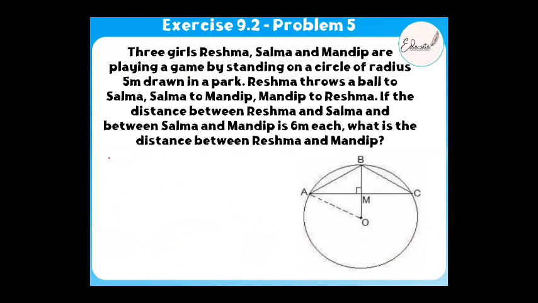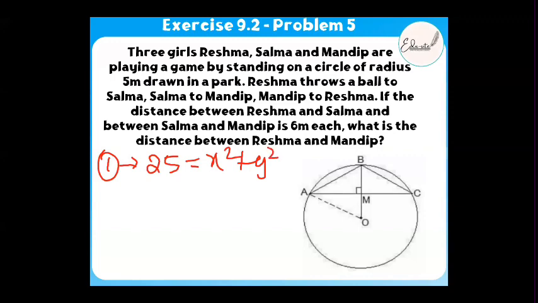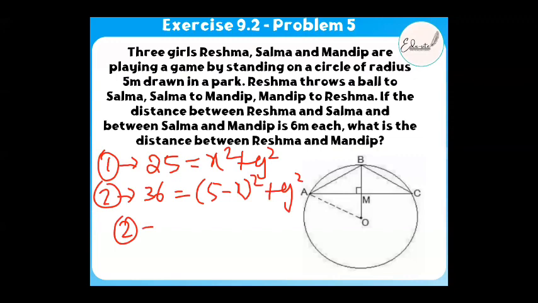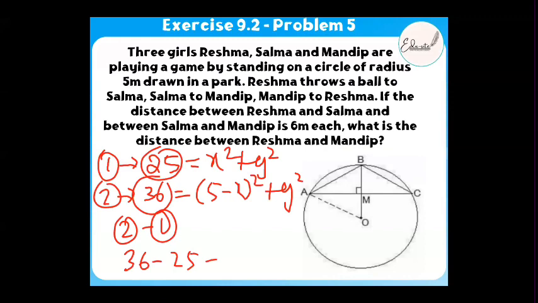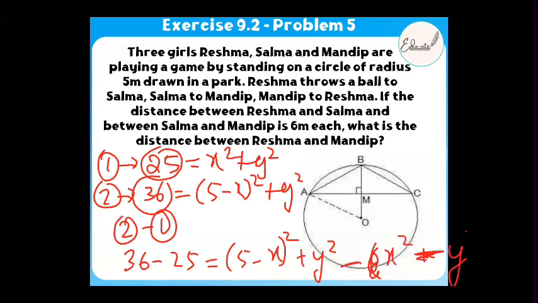Equation 1 will be 25 is equal to x squared plus y squared, right, beta? What will equation 2 be? 36 is equal to (5 minus x) whole squared plus y squared. Let's subtract 2 minus 1 because 36 is greater than 25, right? So 36 minus 25 is equal to (5 minus x) squared plus y squared minus x squared minus y squared. Plus x squared and minus x squared, right, beta? So y squared and y squared cancel out.